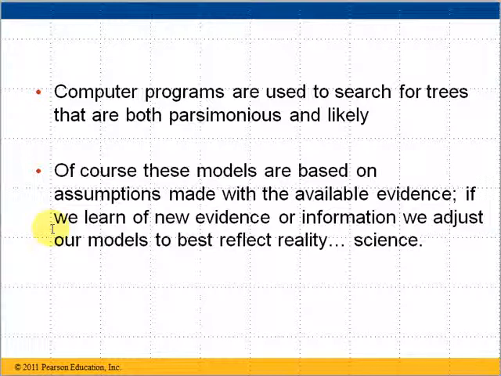And of course these models are based on assumptions made with available evidence. If we learn of new evidence or information, we adjust our models, we adjust our assumptions to hopefully best reflect reality, and that's really what science is all about. If you are looking for absolutes, science is really not the place to find that, because science is all about finding the evidence that supports a particular hypothesis until you find evidence otherwise. You are always basically trying to negate your hypothesis. You're trying to look for the negative that upends your hypothesis, and if you do, of course, you can strike that out and try again.